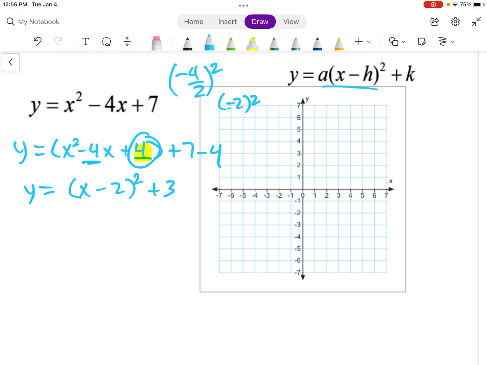Okay, now it's in vertex form. So if I had to graph it, I could. I know where the vertex is. The vertex is at 2, 3. I know it's opening up. There's a positive 1 there. So we could graph it from there.